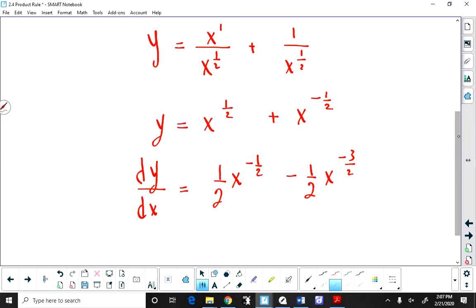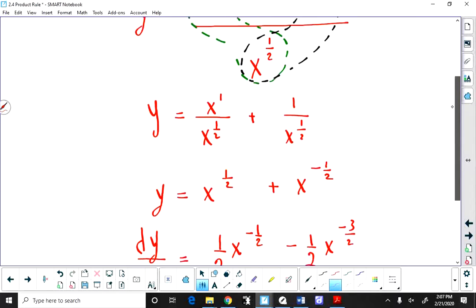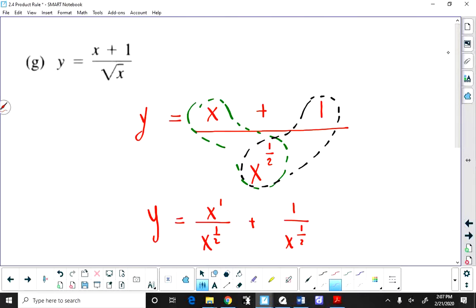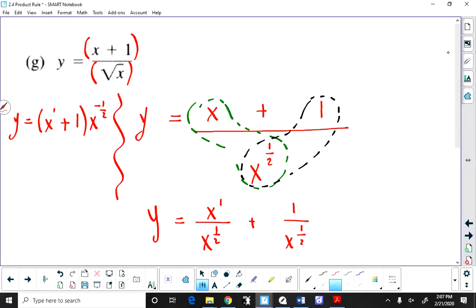Absolutely, yeah. So what Hayden is saying, and it's probably what I would have done, to be honest, is I would have thought of this as x plus 1 divided by that. So that means y equals x plus 1 multiplied by x to the negative half. So what Hayden did is he multiplied x to the 1 times x to the negative half. By the way, when you do that, you get x to the half. And then 1 times x to the negative half gives you x to the negative half. So it's the same destination we end up with, and that's fine.